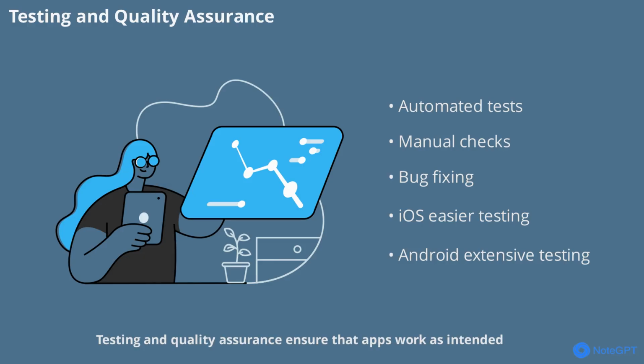Testing and quality assurance ensure that apps work as intended. Developers use automated tests, manual checks, and real-world scenarios to find and fix bugs. iOS testing is easier due to fewer device types, while Android requires more extensive testing. Quality assurance is vital for delivering reliable, user-friendly apps.